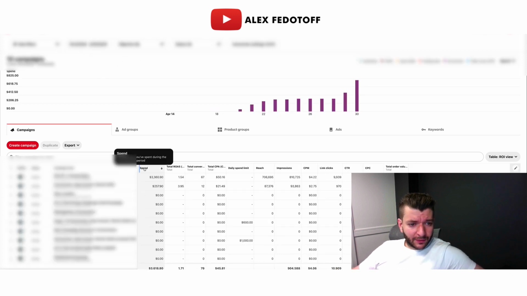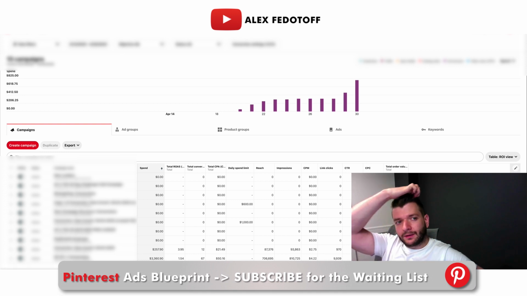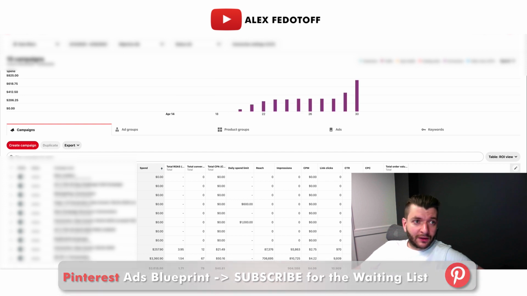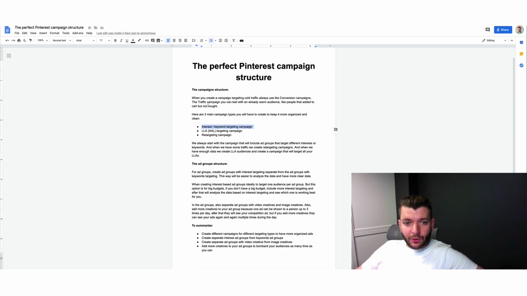You can see one campaign had the most spend, and then we had another where we tested another funnel. That was pretty much it, right? Now, with optimization overall, you want to keep it quite simple. The campaign structure that I'd recommend is, for example, one interest and keyword targeting campaign, so just one campaign. Then you can have a lookalike targeting campaign, and you can have a retargeting campaign. You can have 3 campaigns.